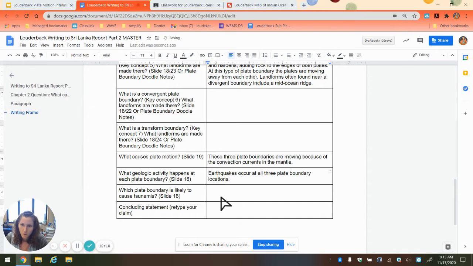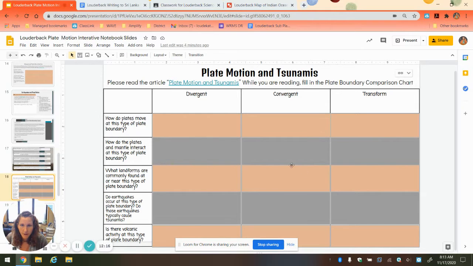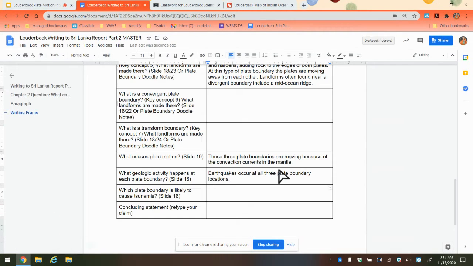Okay. And then which plate boundary is likely to cause a tsunami? All right. So again, that should be found on slide 18. It's also one that we've talked about with the foldable. And in addition, when we talked a little bit about the magnitude and the plate boundaries, but it is the convergent boundary.